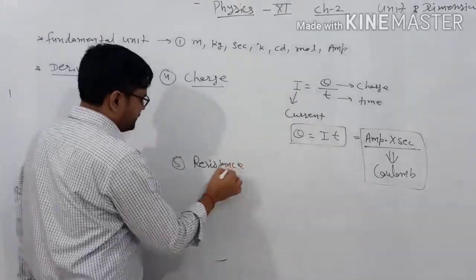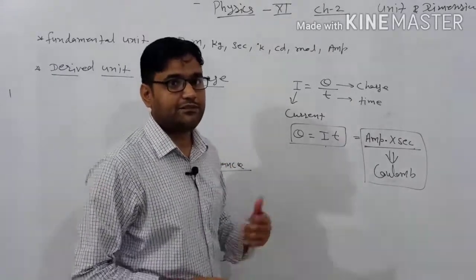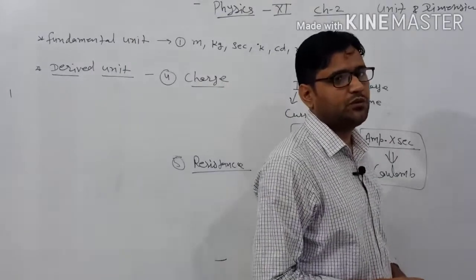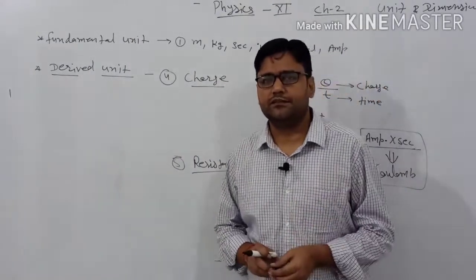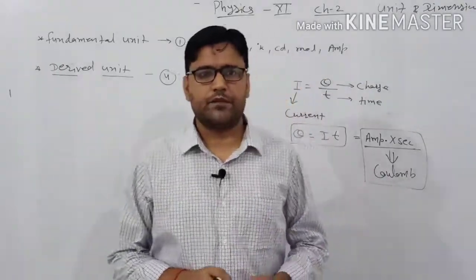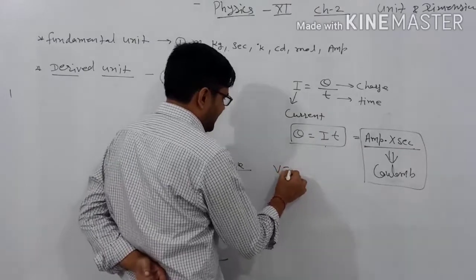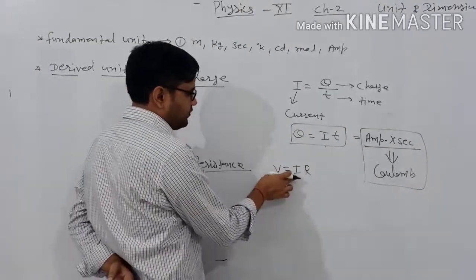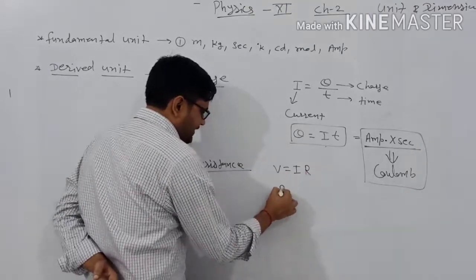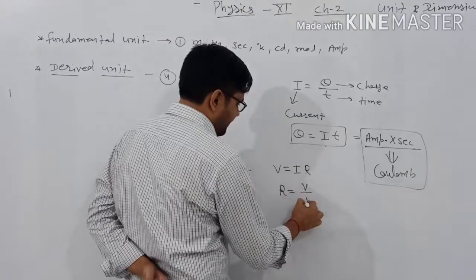You are already familiar with Ohm's law. In 10th class you studied the basic formulations of Ohm's law and the relation between the potential and the current, V directly proportional to I. With that formulation we get V equal to I into R. It means the potential equal to current into resistance. With the help of this formulation we derive R equal to V upon I.